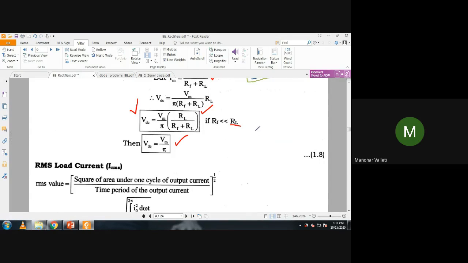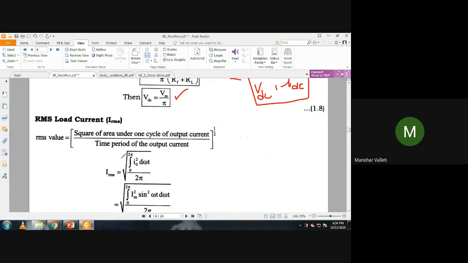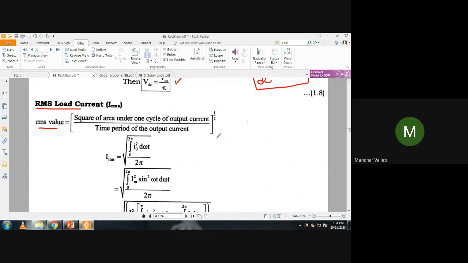Fine. Till now we found the output DC voltage and output DC current with the help of the average value or mean value definition. In the same way, we want to find the AC quantities, so we will use the definition of the RMS value. The basic definition, as you know, is the square root of the area under the square of one cycle of the output current divided by the time period of the output current. So I told you the basic definition.